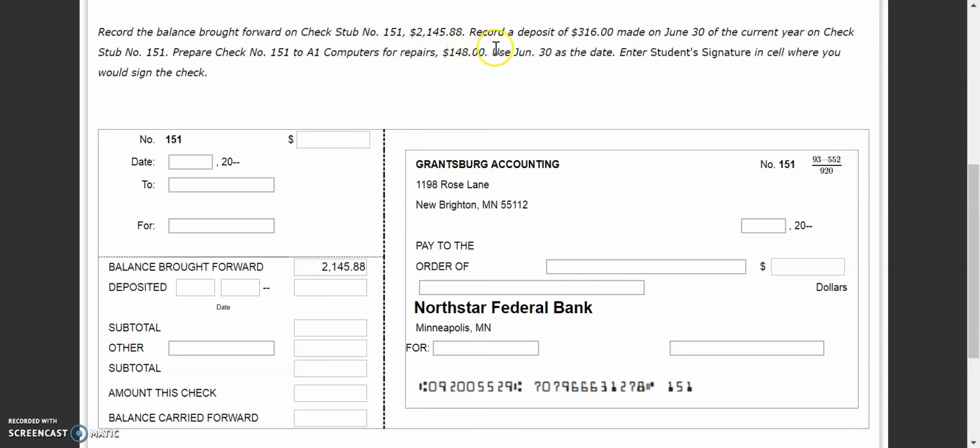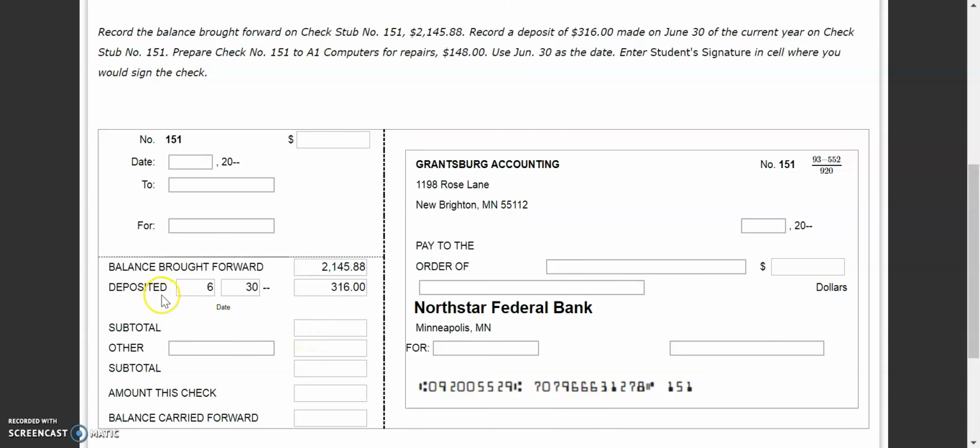Then it says we want to record a deposit of $316 that was made on June 30th of the current year on check stub number 151. So we come down to the spot where it says deposited, and this is just for the date, so we just put 6/30, and then the amount of the deposit was $316. Now we can update our new subtotal here.